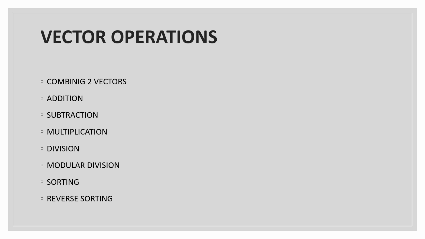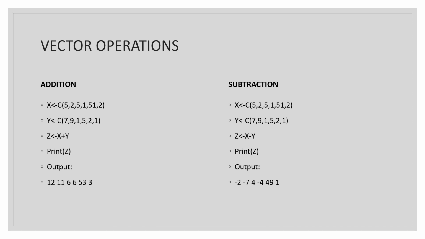One is combining two vectors: addition, subtraction, multiplication, division, modular division, sorting and also the reversed sorting. So let us see the arithmetic operations first. The basic arithmetic operation, that is addition. Let us see how to perform addition on two vectors.